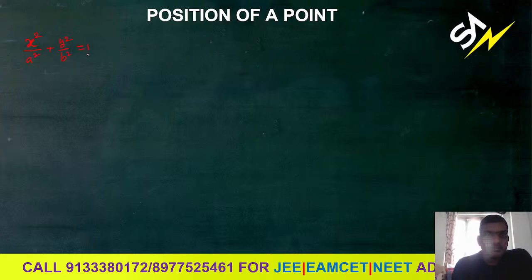And here, let us take a point P of x1 comma y1. So we have to know the position of this point with respect to this ellipse. Is it on the ellipse, or is it outside the ellipse, or is it inside the ellipse?